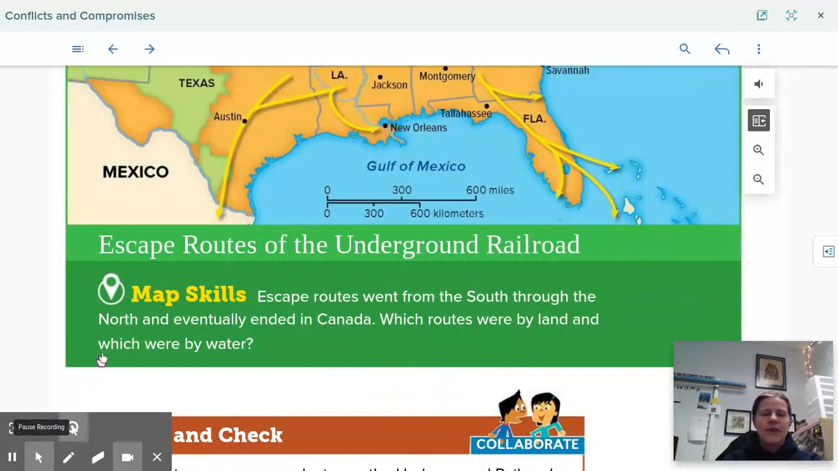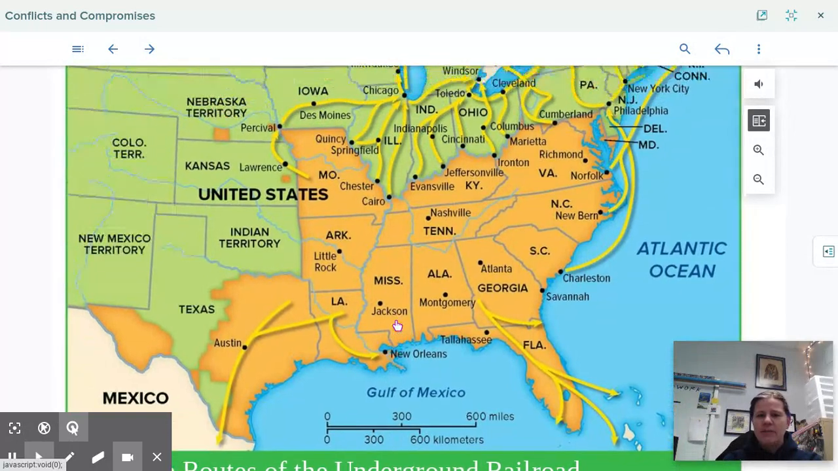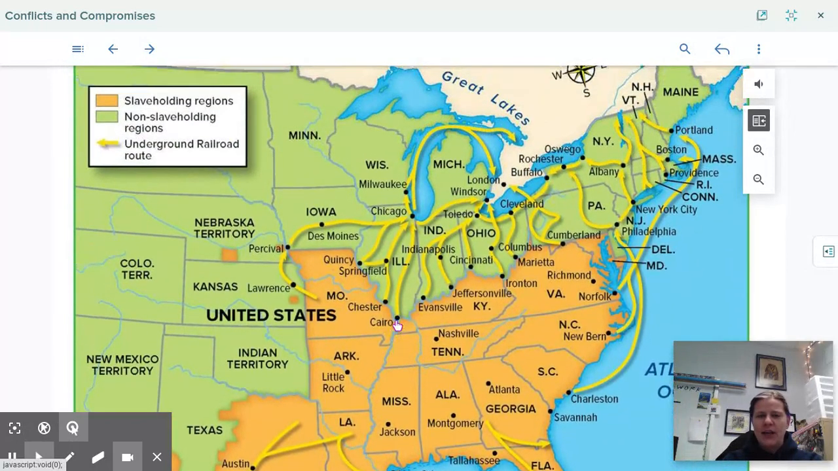Let's go and take a look at this map. So it's talking about escape routes of the Underground Railroad. So escape routes went from the South through the North and eventually ended in Canada. Which routes were by land and which were by water? So let's go and take a look at some of these. So let's look at the map, and we'll take a look at the map key.